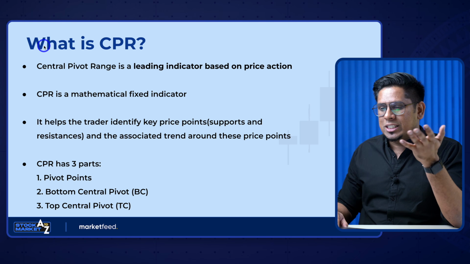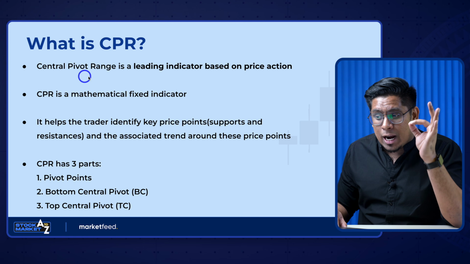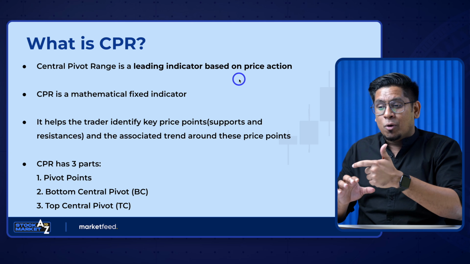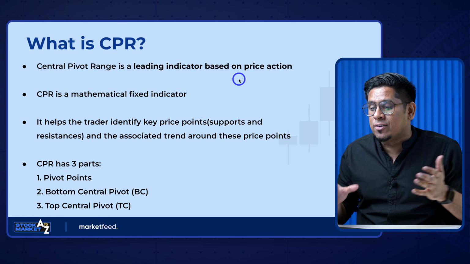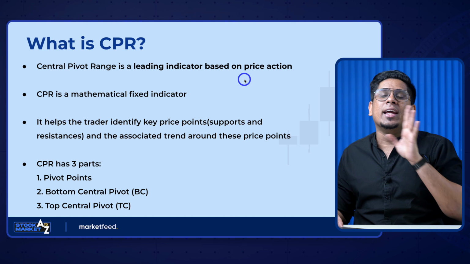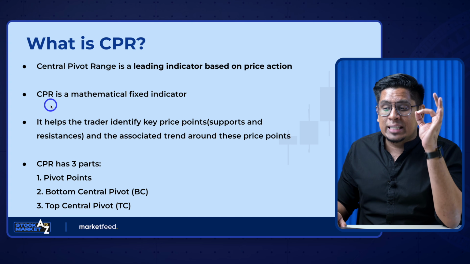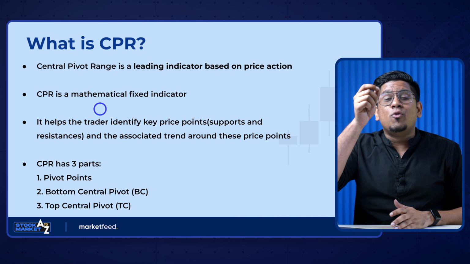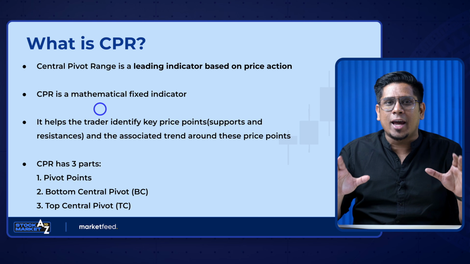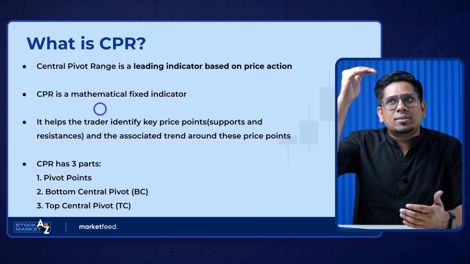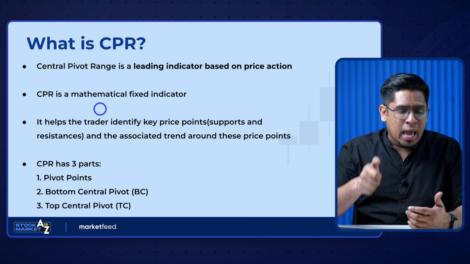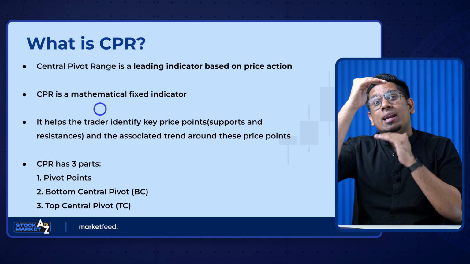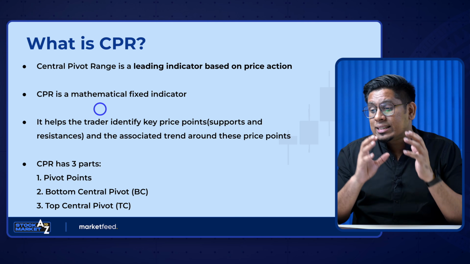So first things first, what is CPR? CPR is central pivot range. It is a leading indicator and it is based on price action. That is what makes CPR really beautiful and really effective, right? It is based on price action and it is a leading indicator. The second point here, as you can see, is that CPR is a mathematical fixed indicator. A fixed indicator here means that the values of CPR levels do not change with time. Say a day has started and there are certain CPR levels that you can plot on your chart. Even if you plot 5-minute candles or 15-minute candles or 30-minute candles, the CPR levels would stay there itself because this is a fixed indicator.